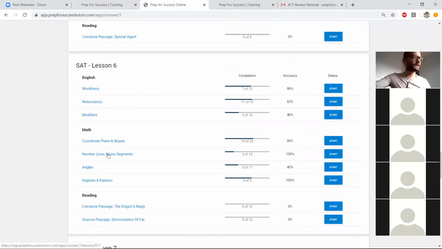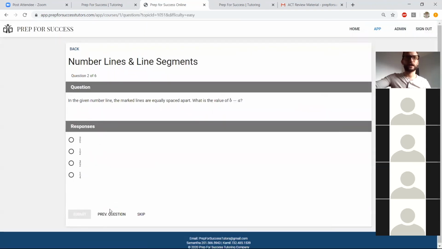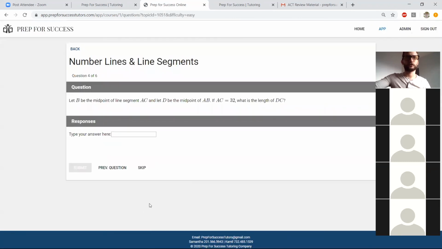Let's take a look at number lines and line segments. This is all about the distance formula, which you can normally do using the Pythagorean Theorem. Let's go through one example for number lines and line segments. Start off with easy. I'm going to walk you through.